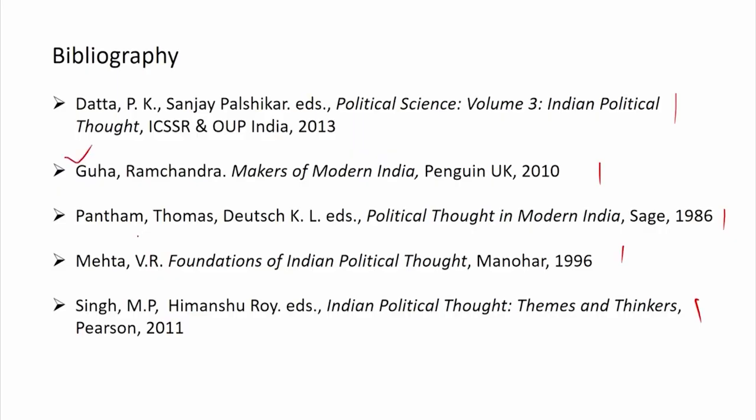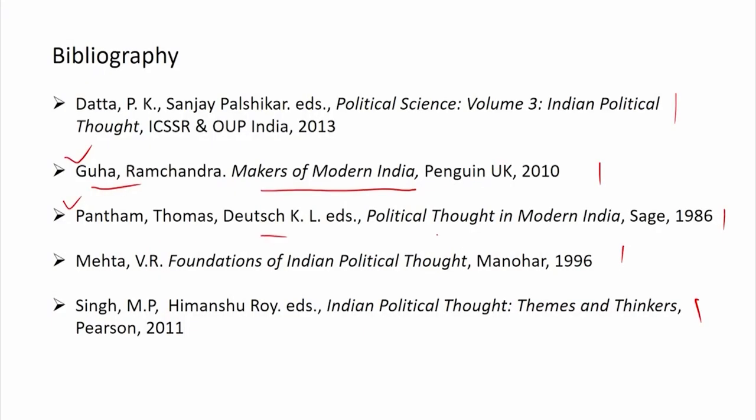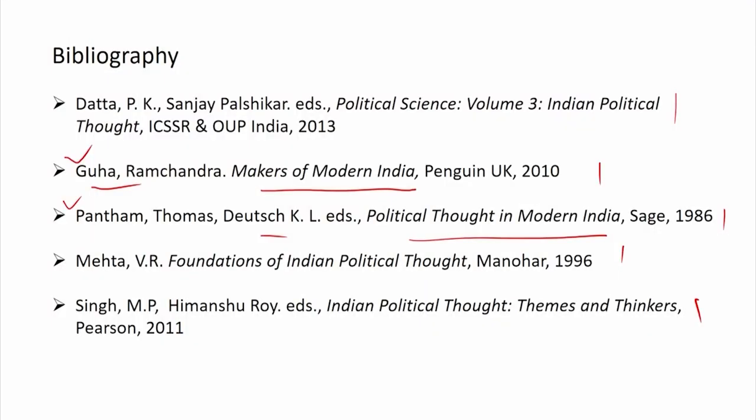The other text you should look at is by Ramachandra Guha, Makers of Modern India. From the introduction, again, you will get to know about the powerful ideas of some of these thinkers and how they used their reflection or articulation not just to solve Indian problems but also global challenges. The other text is by Pantham and Deutsch, Political Thought in Modern India. The introduction from this text will again help you understand the different approaches in Indian political thought and Western political thought, and how a possible dialogue can perhaps enrich the whole corpus of theory and thought in general. So, from this you can also read such an approach. Other texts you should look at are by V.R. Mehta, Foundations of Indian Political Thought, and M.P. Singh and Himanshu Roy, Indian Political Thought: Themes and Thinkers.